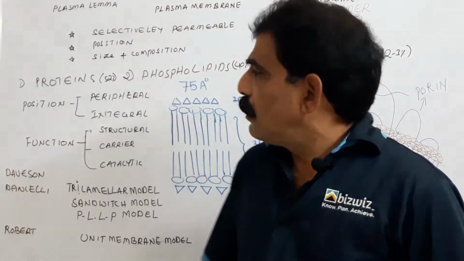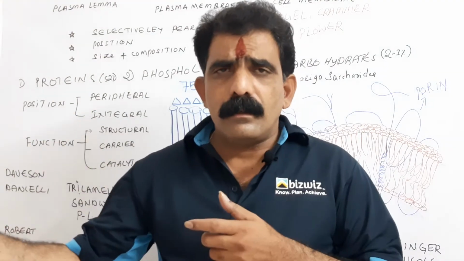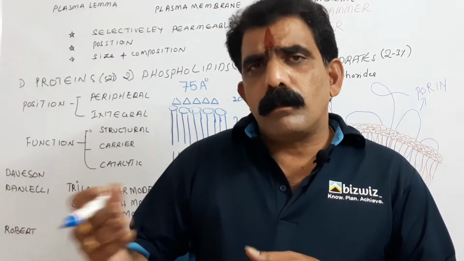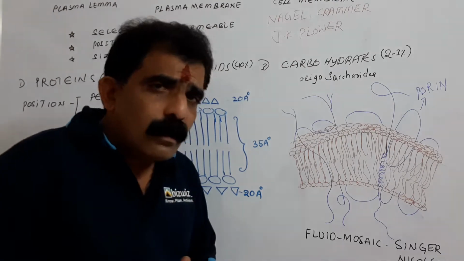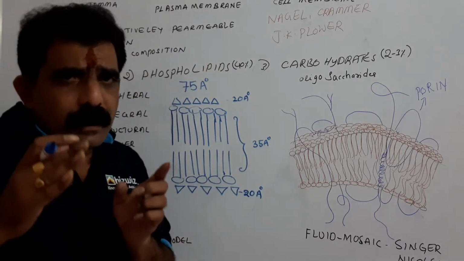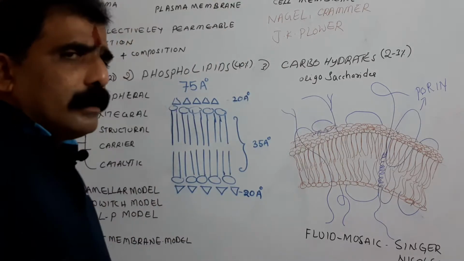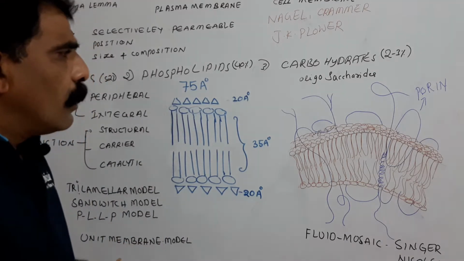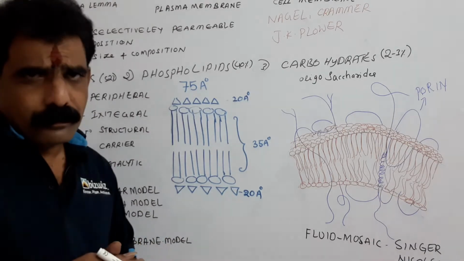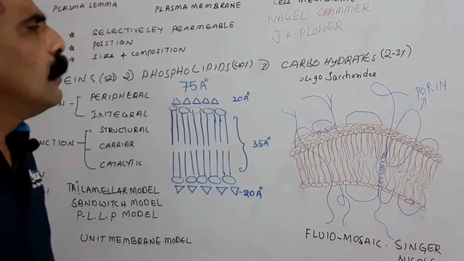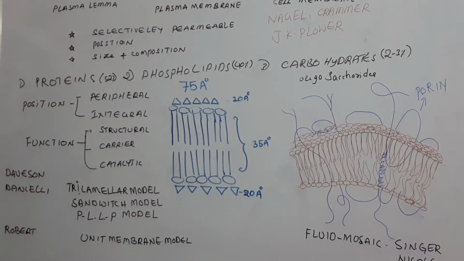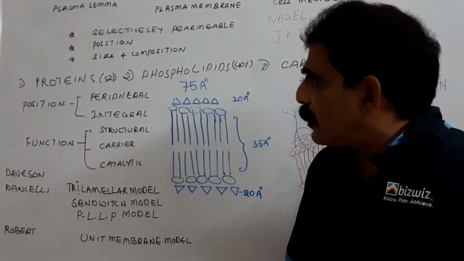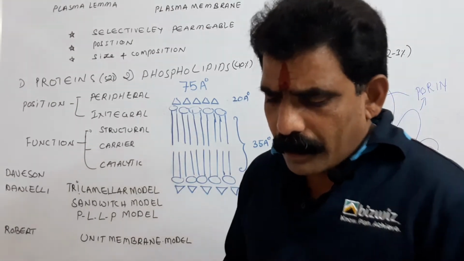Coming to the position, just now I revealed where it is present in the plant cell: innermost. Innermost means outermost what? Cell wall. So, outside the plasma membrane, cell wall; inside the plasma membrane, protoplasm. So, plasma membrane is present in between protoplasm and cell wall in the case of plant cell. Whereas in animal cell, plasma membrane is exterior to the protoplasm, that is the outermost layer of the animal cell. Coming to the size of the plasma membrane, it is nearly 75 angstrom units.